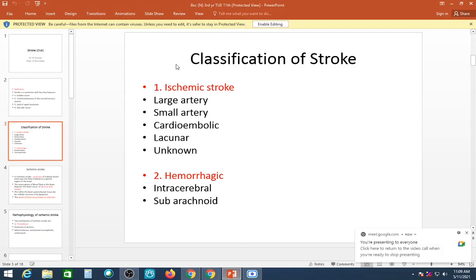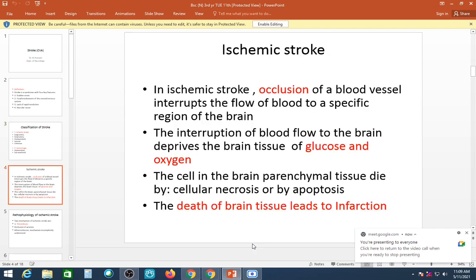We'll go into detail of each of them, but remember the major classification of stroke is ischemic stroke and hemorrhagic stroke. Ischemic stroke is more common. 80% of all the strokes are ischemic strokes, and 20% is hemorrhagic stroke, right? Ischemic strokes are more common. Now we'll start with the first type of stroke, major category, that is ischemic stroke.